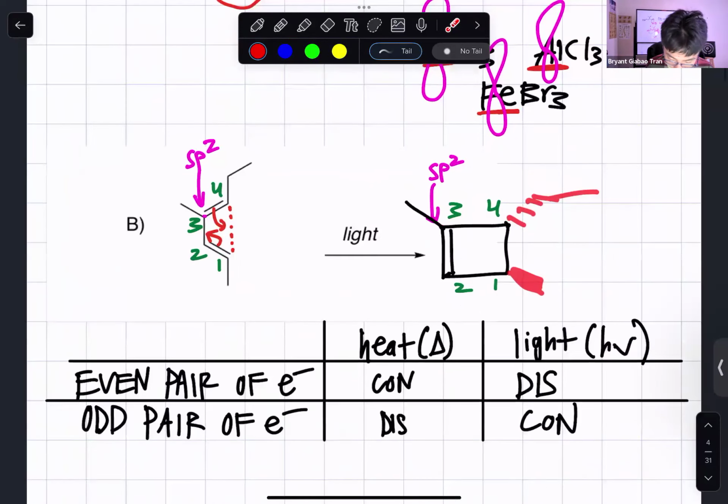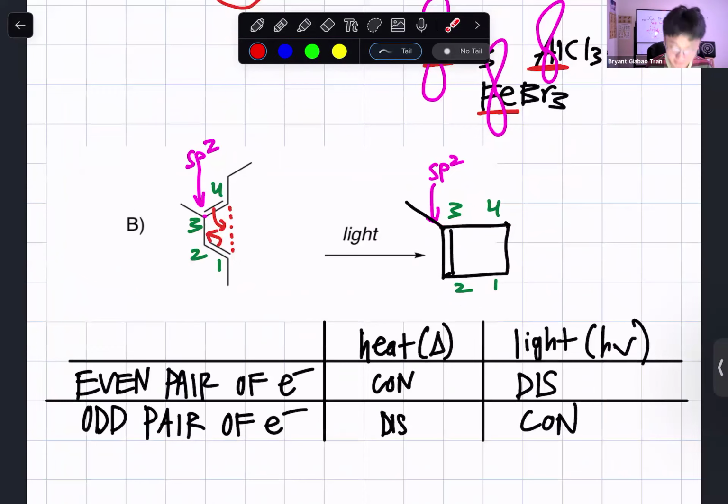So how many pairs of electrons are participating in this reaction here? 2 pairs of electrons, right? And the way you think of pairs of electrons is the number of arrows you see. We see 2 arrows, and those arrows mean the pairs of electrons, which is an even number of pairs. So we're going to look at this row right here. And we have light, which is going to be a disrotatory reaction, right? So disrotatory, where we're going to rotate the groups in opposite directions.